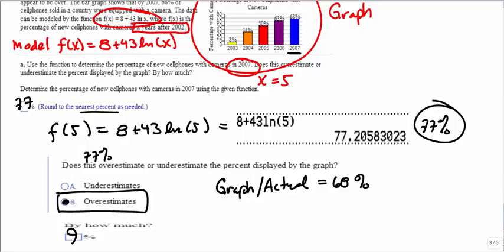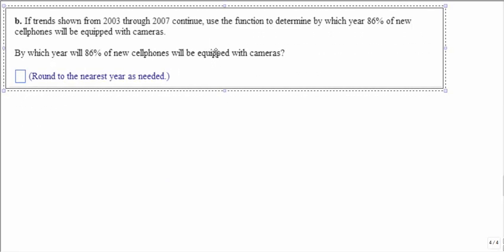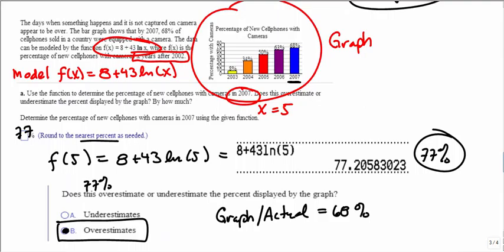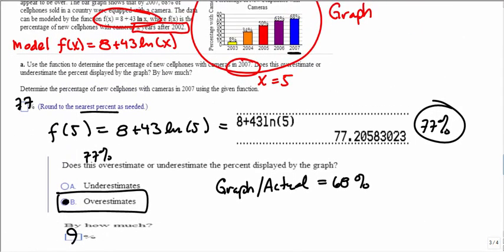Okay, now there's another part to this question as well. I guess part D, because we're already on part C, I think. It says, if trends shown from 2003 to 2007 continue, use the function to determine by which year 86% of new cell phones will have a camera. So let me pop that question in so you can see what we're looking at there. So this is the same problem that we're just working on. We're just adding another part to the question.